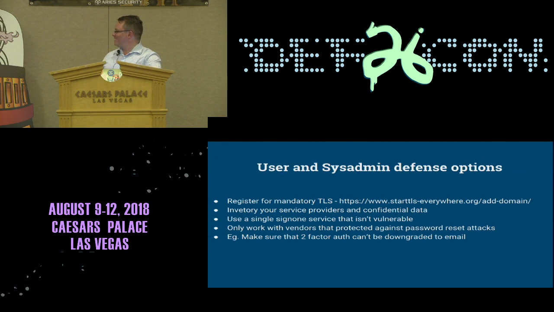So we've got what you can do to protect yourself. The EFF, after I submitted, added an option to register your domain with them as one that requires TLS. If you register right now, I don't think it helps all that much. But as more and more vendors start looking to that database, they'll be able to see, hey, this is a domain that's supposed to have TLS. Why isn't it getting here?